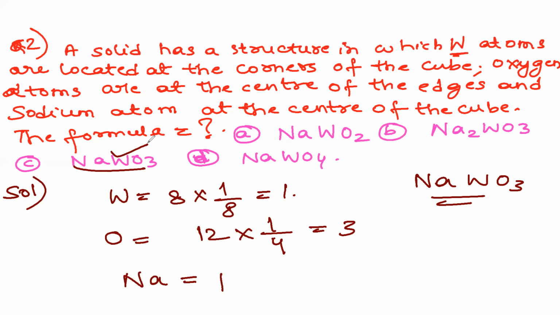Very important model. A solid has a structure in which tungsten atoms are located at the corners. Since tungsten atoms are located at the corners, it is occupying all the 8 corners. So 8 into 1 by 8, which is equal to 1. And oxygen atoms are at the center of the edges. We have 12 edge centers in a cube. Note this. At each edge center, 1 by 4th of atom; we have 6 face centers, 12 edge centers. So here they have given edge centers. So 12 into 1 by 4, which is equal to 3. So oxygen atoms will be 3. And sodium atom is at the center of the cube. Since sodium is at the center of the cube, it is only 1. So answer is NaWO3. Next question.